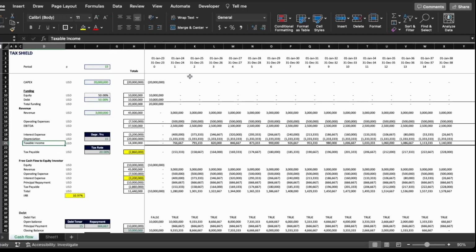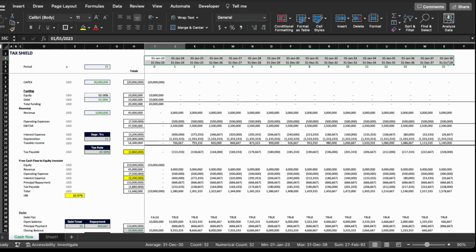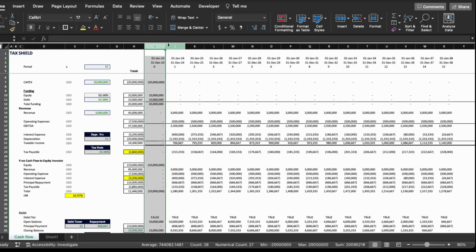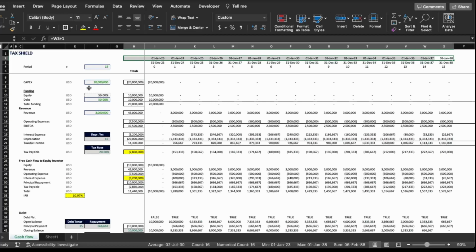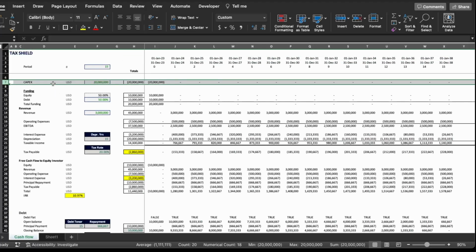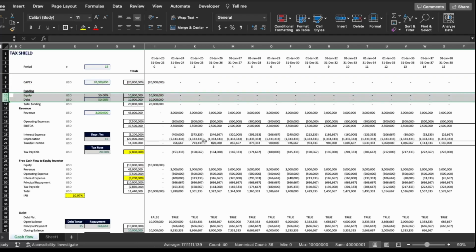So what do we have in here? First we have the timeline, which is made of yearly periods of a total length of 15 years. Then we have the capex, so how much money is needed to build this power plant. We're going to assume $20 million. Next, we have how we're going to fund this project. We're assuming 50% equity, money coming from investors, and 50% debt, money coming from banks.